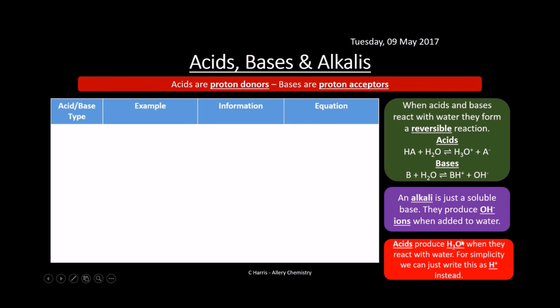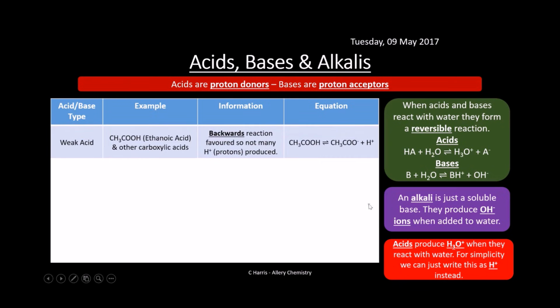Acids produce obviously this H3O+ that we mentioned before, but you don't really see it that much because we can simplify it to just H+. The H2O bit we can just eliminate because they only exist in water anyway, so we can just write H+, and that's what we're going to be using from now on to represent an acid. But have it at the back of your mind that the presence of this ion makes it acidic.